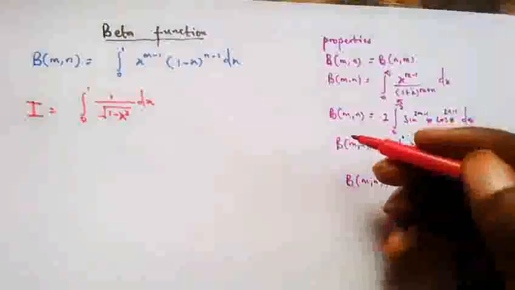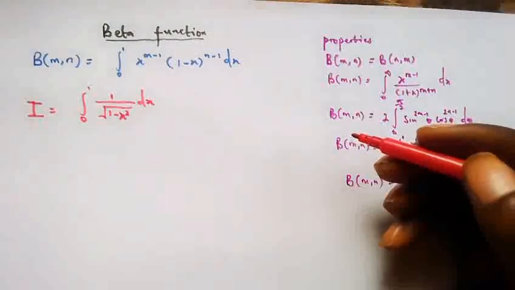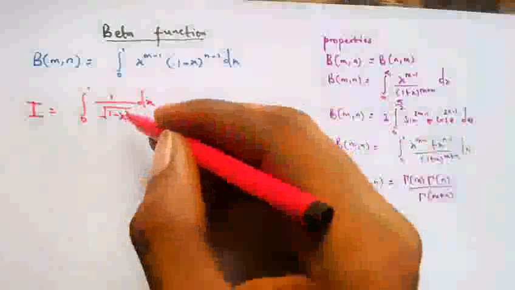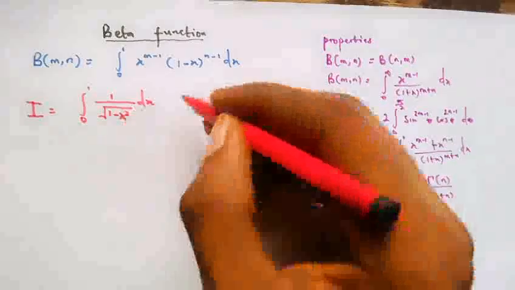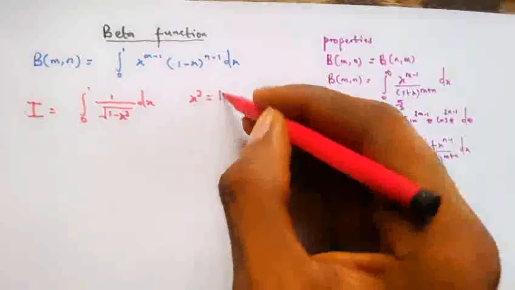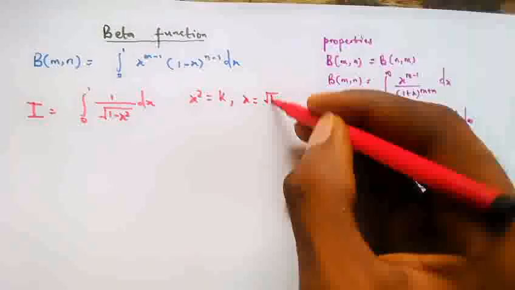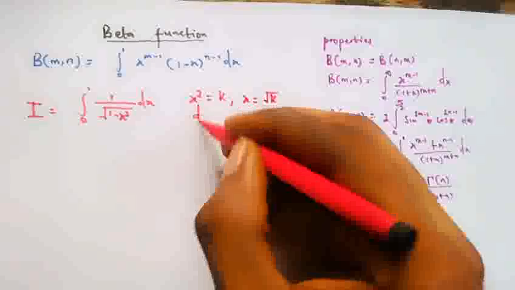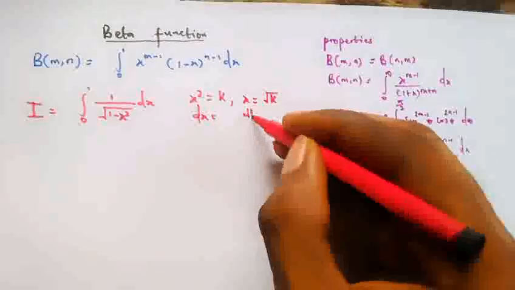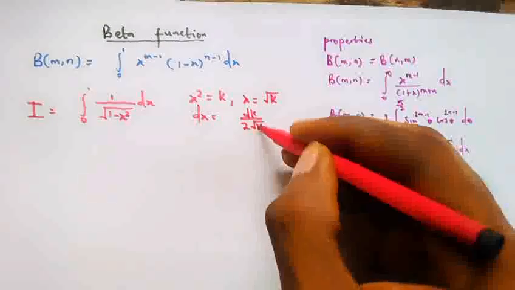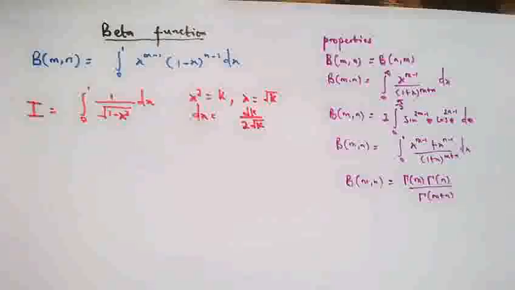Now how can we start? Let us do a substitution by letting x squared equal k. So we can see here that x is equal to the square root of k, and dx is equal to dk all over 2 square root of k. Now we are going to substitute in the integral.